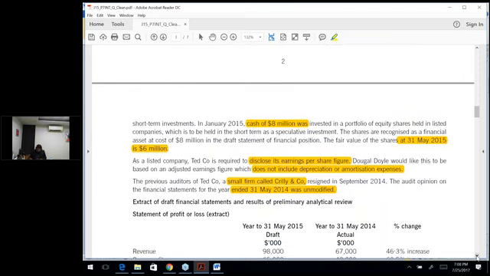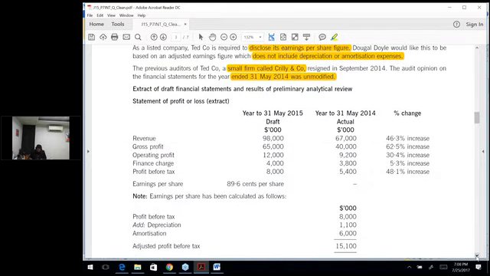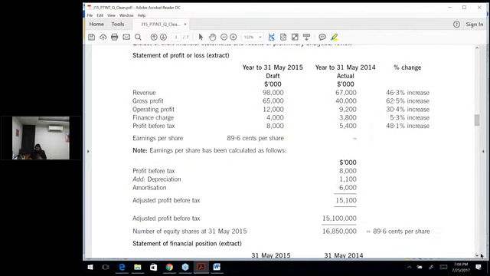Now the next situation is basically you've got preliminary results. The examiner has himself performed the analytical procedures. So if we could have a quick look at the analytical procedures, revenue has grown by 46.3. The GP has grown by 62.5, whereas the operating profit has grown by only 30.4. Now, there is something that is being reflected here. What is that something that's being reflected here?